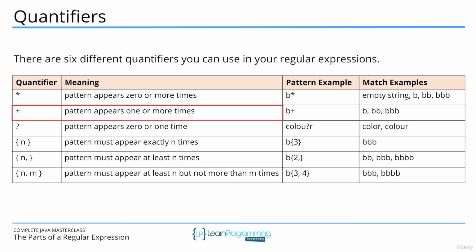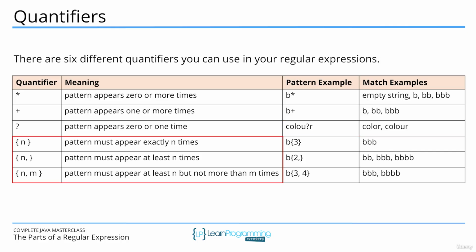The plus quantifier matches 1 or more occurrences of the preceding element. For example, B plus matches 1 or more occurrences of the letter B, so these are the same matches as the B asterisk, but it won't match on none. There must be at least one B to match. The question mark quantifier matches 0 or 1 occurrence of the preceding element. For example, the pattern shown in this table matches both color and colour that contains the letter U. The letter U is optional, so this quantifier allows for flexibility in matching variations in spelling.